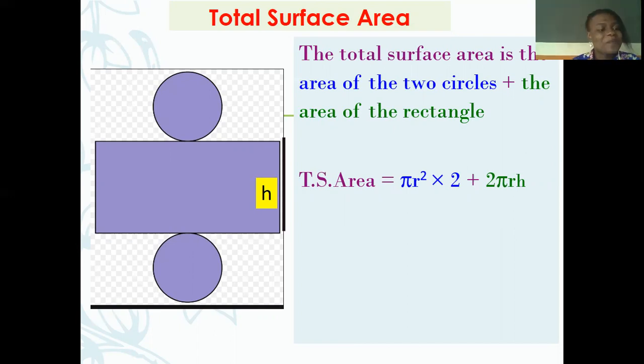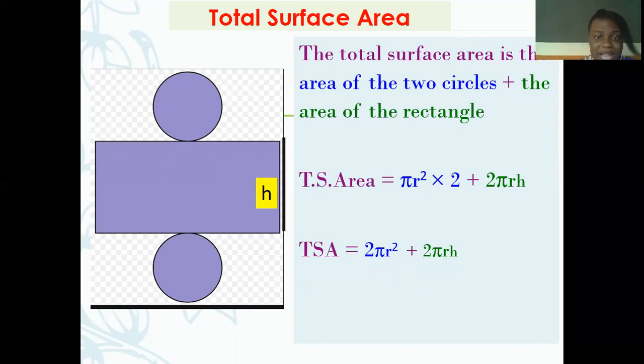Then we need to bring back our formula for the curved surface, which is the area of the rectangle, which is 2 pi r h. So you can see there, pi r squared times 2 for the two circles, plus 2 pi r h. I hope that is easy to understand. If we resolve this, of course, pi r squared times 2 is 2 pi r squared, right?